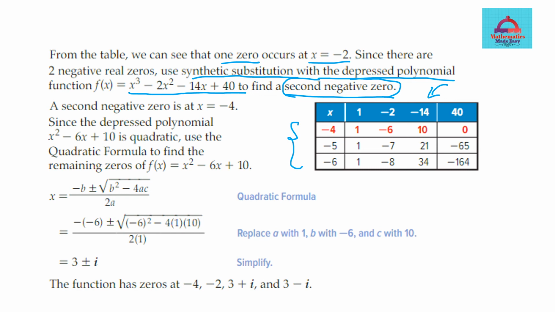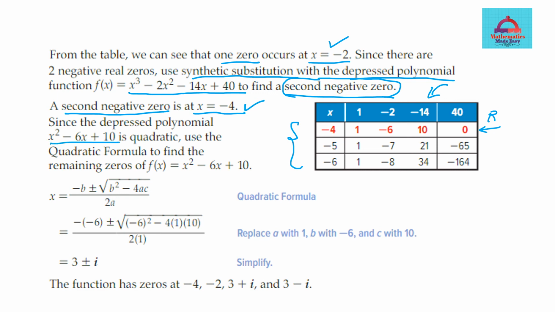Accordingly, we repeat the synthetic substitution and you can observe from the red row that x equal to negative 4 again is the next root as it is giving you remainder 0. Okay, so now you have got the second negative zero. So two roots you have got, x equal to negative 2 and x equal to negative 4. Now, what is the depressed polynomial here? What is the quotient? x square, 1 degree less, definitely, minus 6x plus 10.